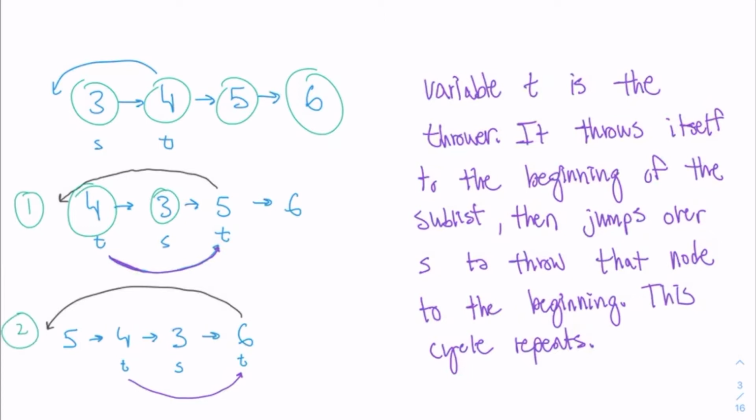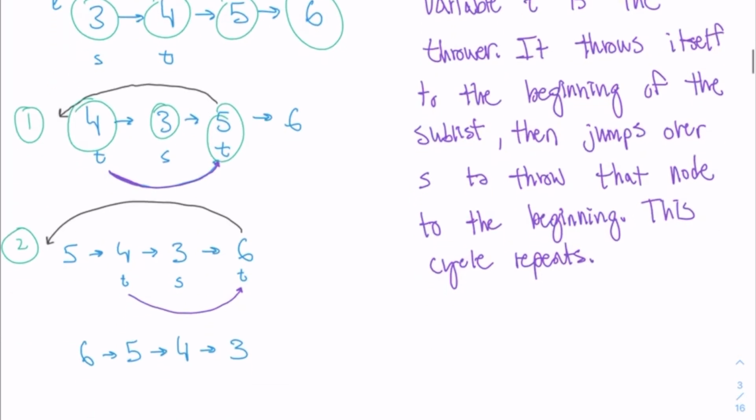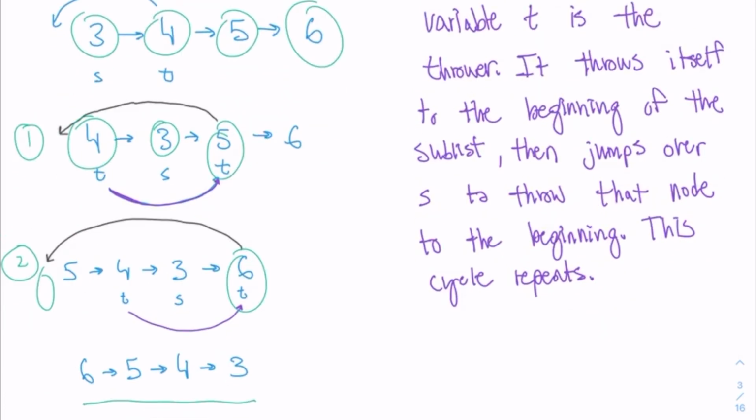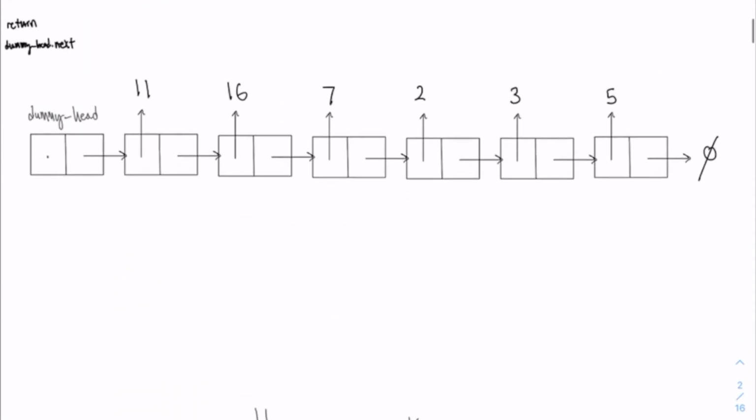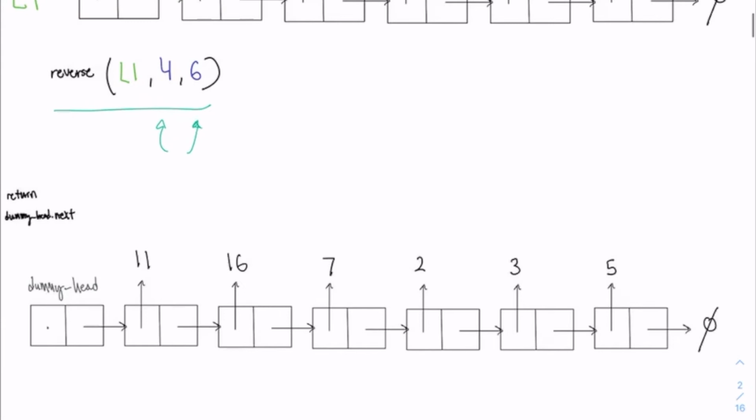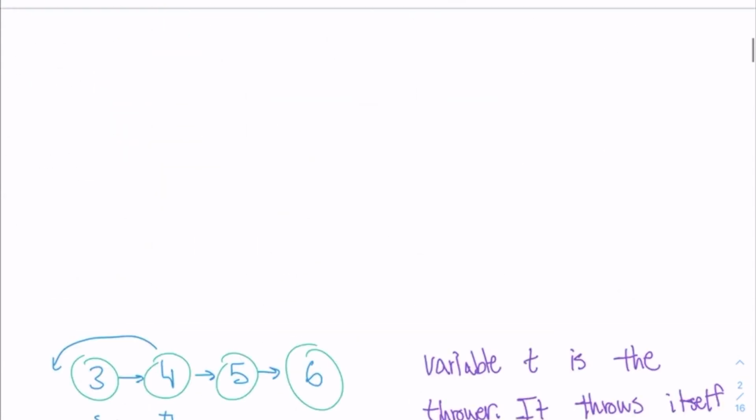And in the second iteration, we are throwing the value 5, because it's under t, to the beginning of the sublist. And finally, t is allocated to 6, and we're throwing that value right before 5. So using this method, we've effectively reversed the linked sublist 3, 4, 5, 6 so that it looks like 6, 5, 4, 3. And this is a general idea of what's happening when we're using this reverse function definition.